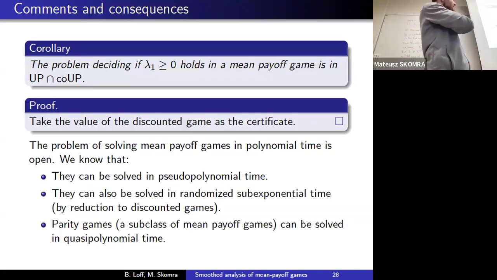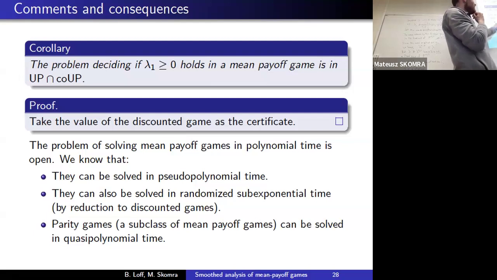So the problem of solving this is open, and here are the results that we know about mean payoff games. They can be solved in pseudo-polynomial time, so polynomial in W, but not in the log of W. You need n log W bits to specify the graph, and we can do this in nW operations. So it's exponential in the number of bits, but polynomial in the dimension. This is what's called pseudo-polynomial. This is not by reduction to the discounted game. No, I have slides on the algorithm, so you can just go to the script.